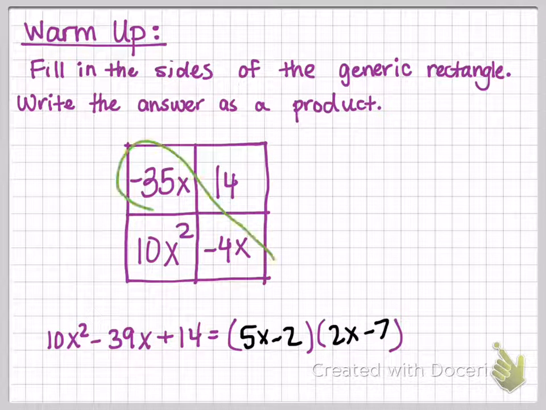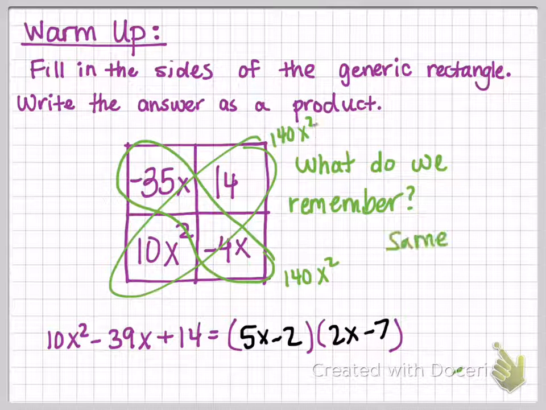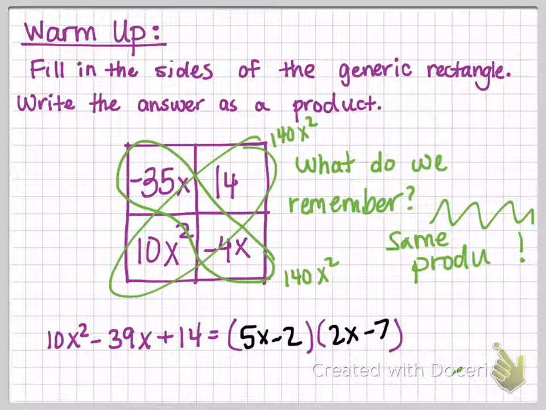So starting with number 1, what we talked about as the end of the pattern in the Google Doc right before this video was that those 2 diagonals have the same product. If I multiply here 10x squared and 14, I get 140x squared, and if I multiply negative 35x and negative 4x, I get 140x squared. And so we get that same product, which is what this says here.